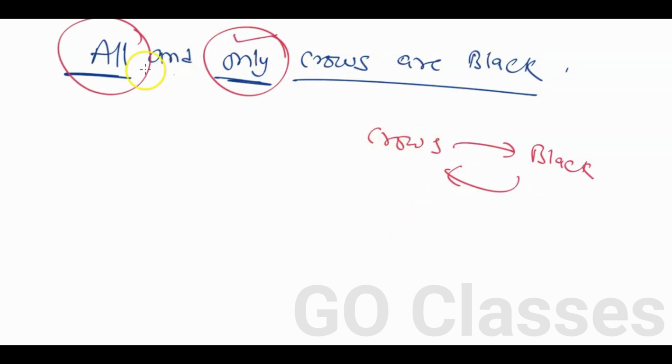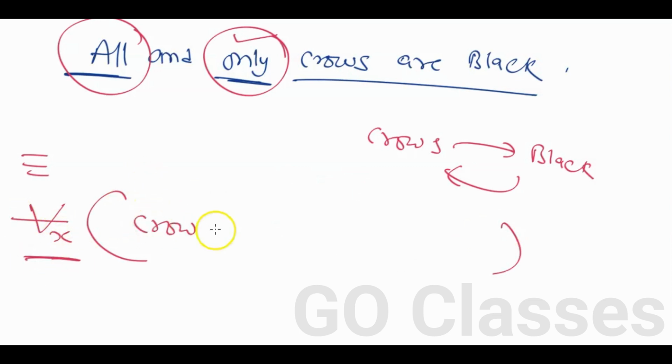So very simple point. All and only crows are black. It means we can say that for all X, it will be crow if and only if it is black. For everyone we are saying that it is crow if and only if it is black.